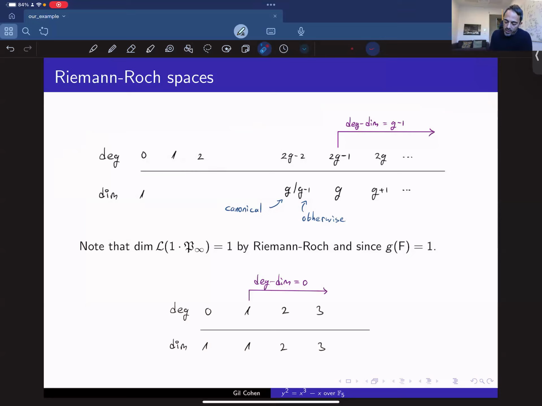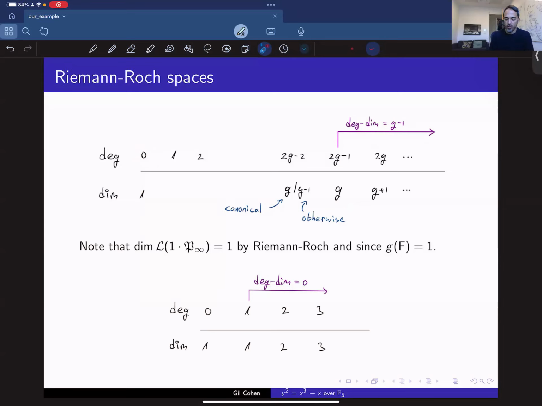Then we said that once you reach 2g minus 1, from this point on, once the degree reaches 2g minus 1, the degree minus the dimension is fixed to be g minus 1, no matter what divisor you take. So you get maximum deficiency, but you know that you get it. I mean, it's good and bad. It's bad that it's a deficiency, but it's good that you know what's going on. So from the 2g minus 1 degree, the dimension has to be g, because the difference is g minus 1, and so forth. And we know, for example, for degree 0, the dimension is 1, because that's just k.